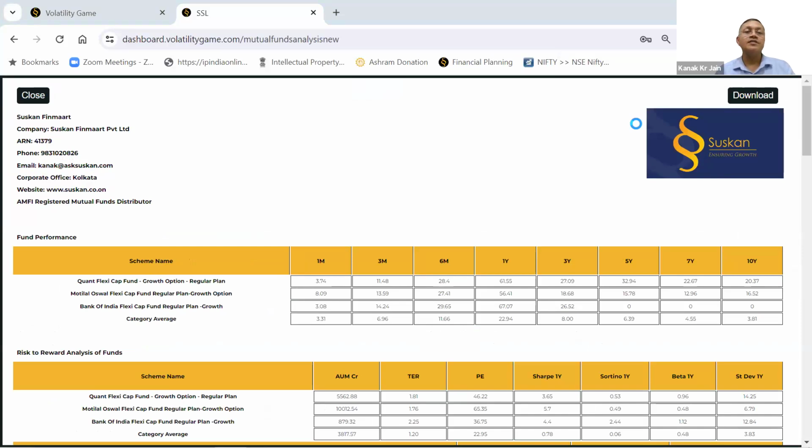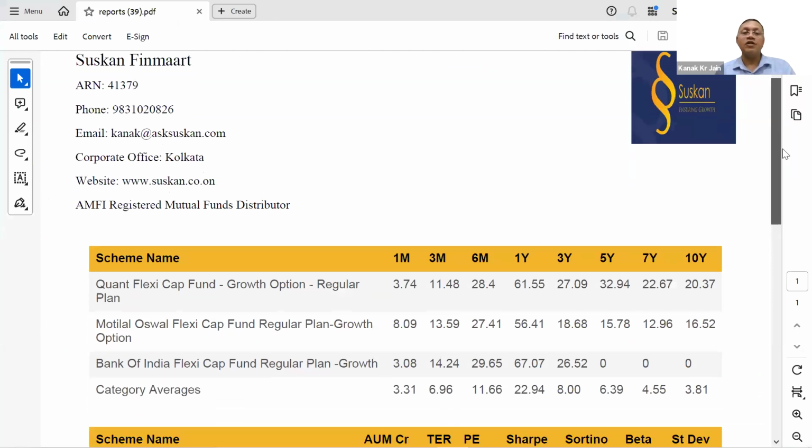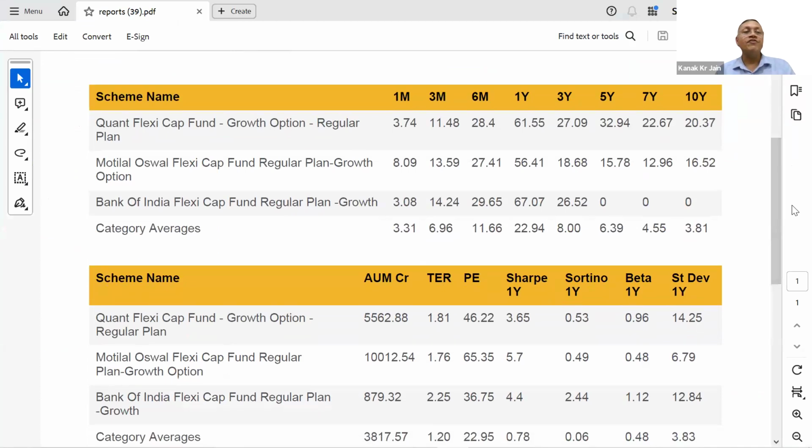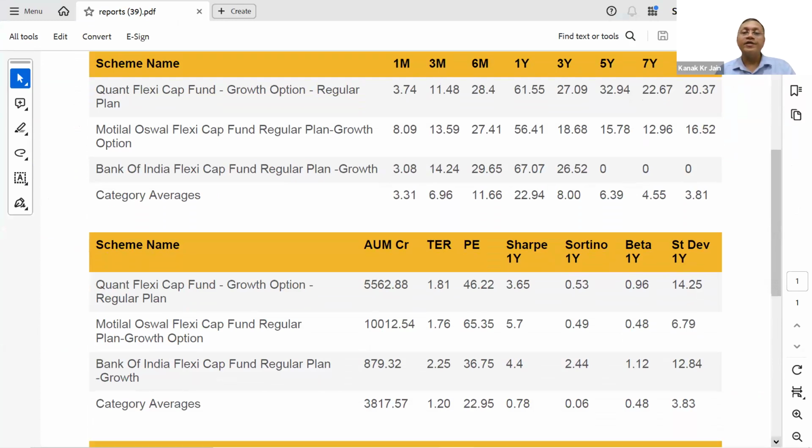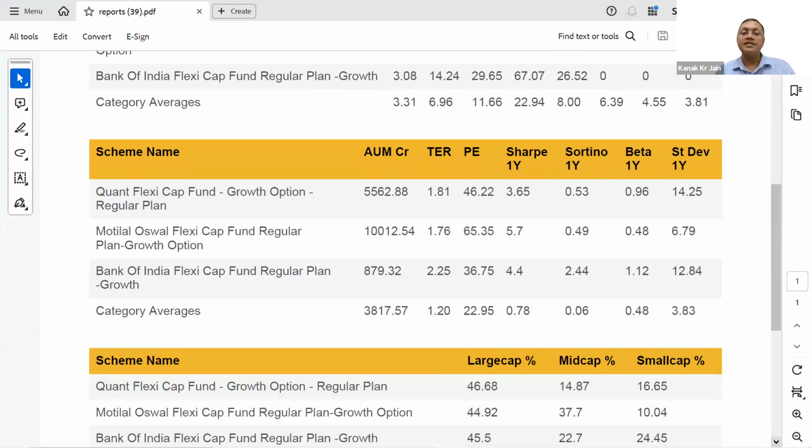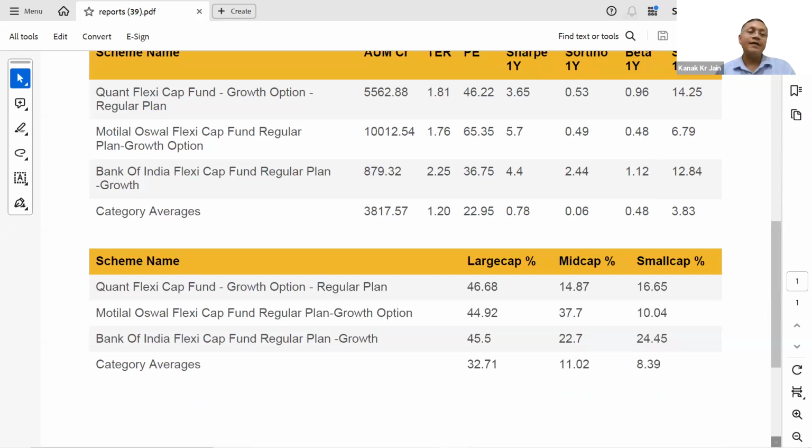I hope all of you can see the screen. Now this PDF is there. I'm sharing the PDF with you. Your name and your company's details, your phone number, everything is there. So you have given him these 3 options with all the returns and all the ratios also, like AUM, TER, Sharpe ratio, beta, all these things. And which fund has how much large cap, mid cap, small cap.